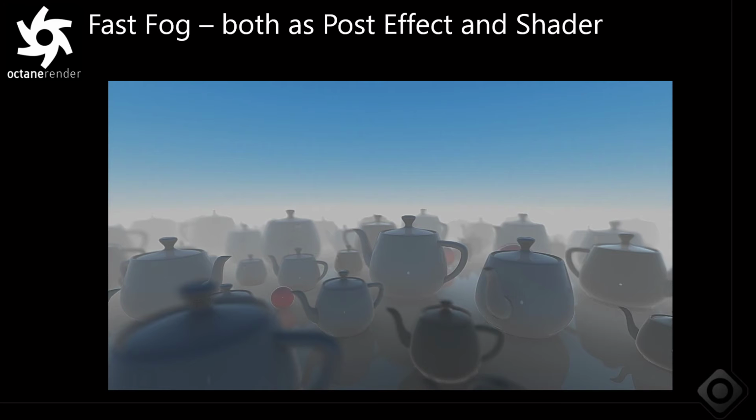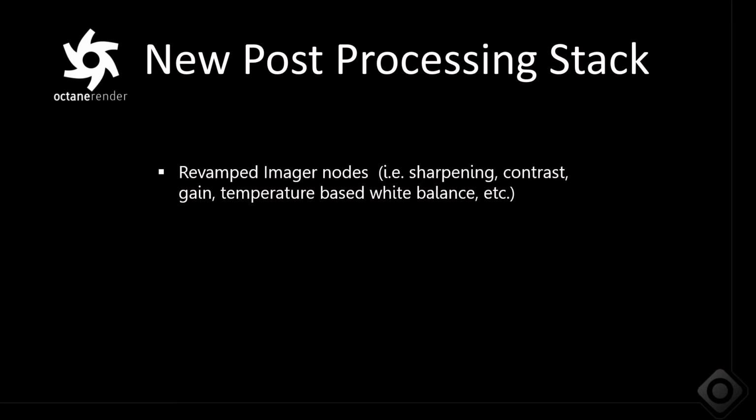On the post-processing side, there's a lot of work being done right now. Some of the things that are going to come in very quickly this year are fast fog. We should have asked for that both as a post shader. It'll also be in the environment node as well. We're going to have a whole new post-processing stack probably around Q3, which will have a complete revamp of the imager node, and we're going to have things like sharpening and all the things you're seeing here, contrast gain. There'll be basically a full Photoshop stack inside of the imager system.